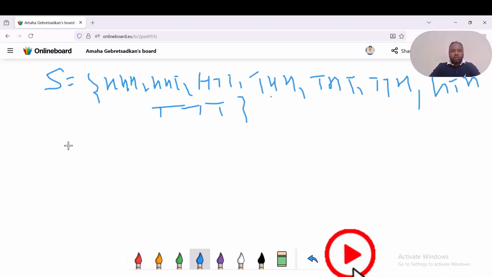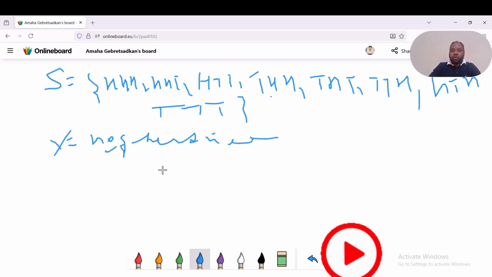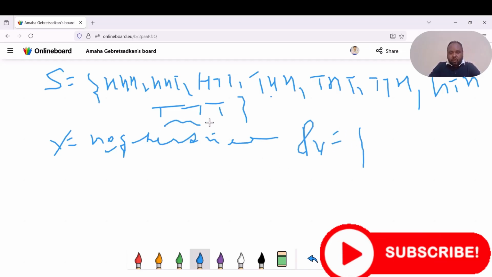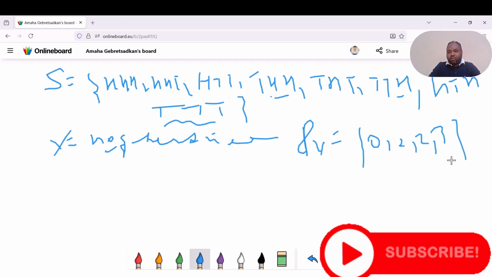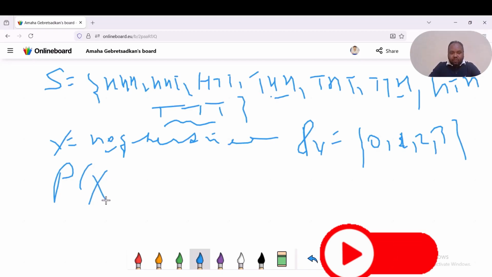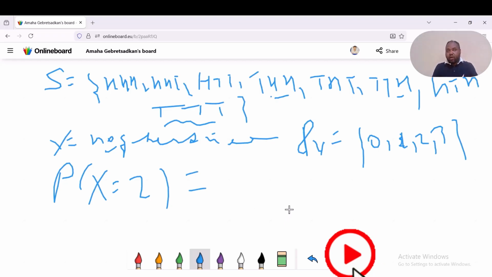From this, X is the number of heads, right? The number of heads in each outcome. So what are the possible values of this random variable? Each outcome can have 0 heads, or 1 head, or 2 heads, or 3 heads. These are the possible values, right? So what's the question here? Equivalently, what we have mentioned above, X equals 2. This is nothing but the probability of getting outcomes with 2 heads.